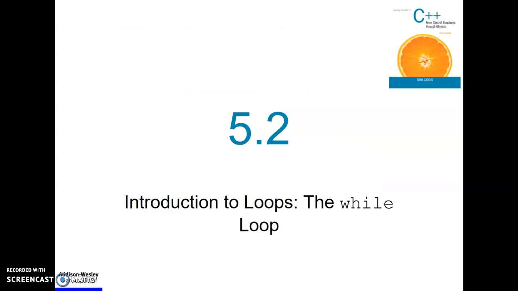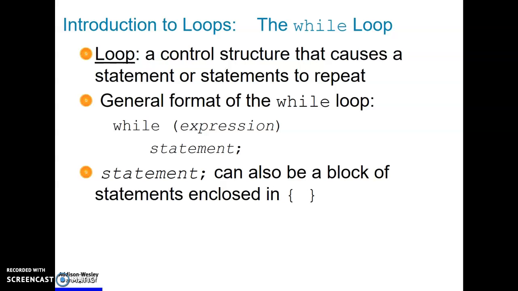So let's take a look at the while loop. We studied the while loop in our previous experience with the idea that while a condition is true, I'm going to execute the body of the loop. So the while loop is a control structure that causes a statement or statements to be repeated. That idea of iteration. Remember, iteration is a single repetition of a looping structure.